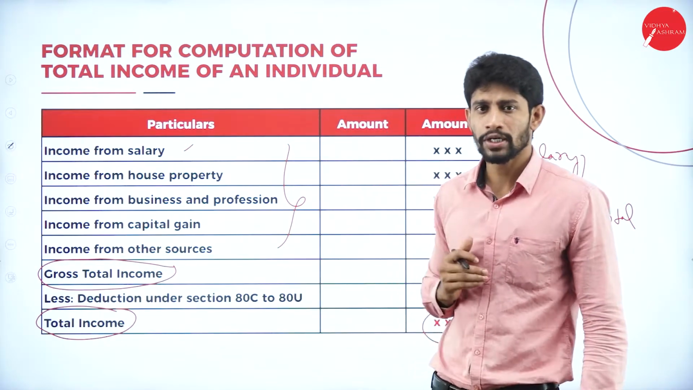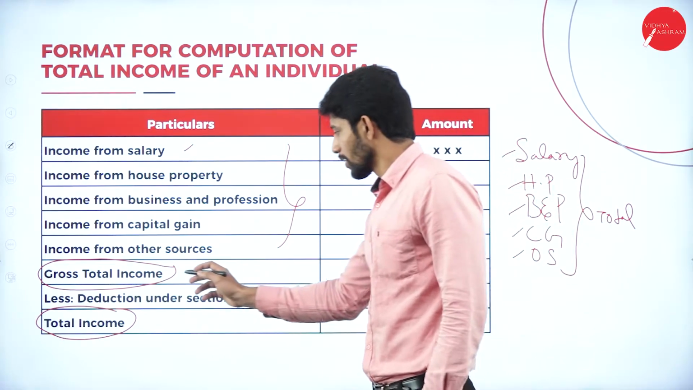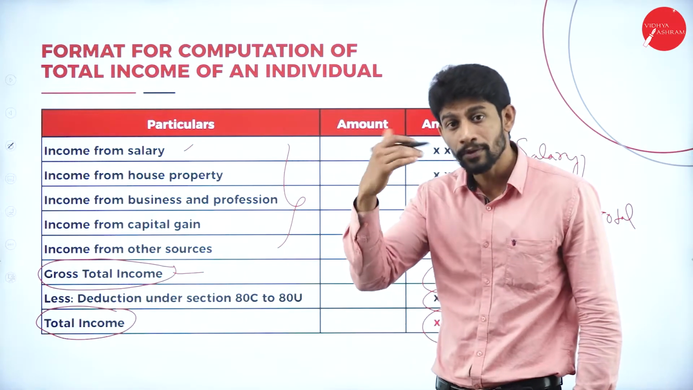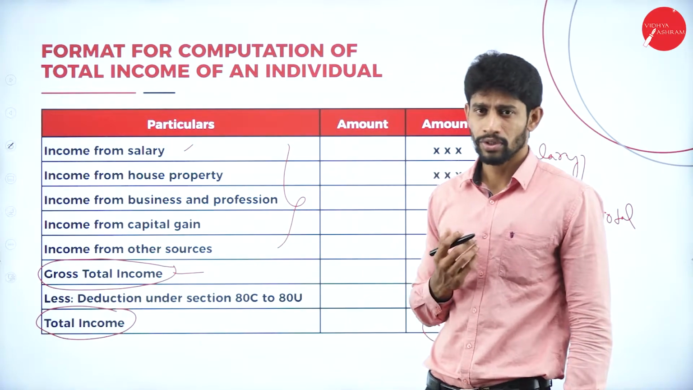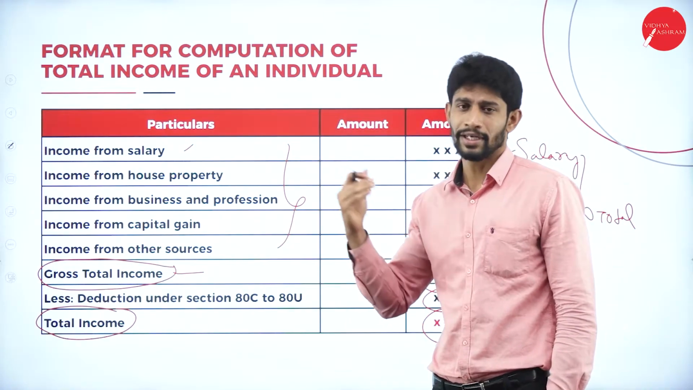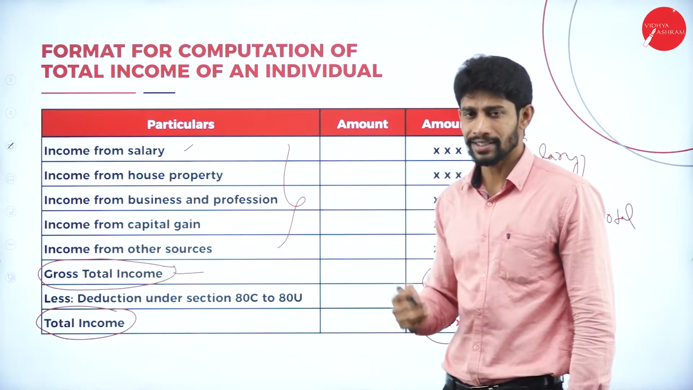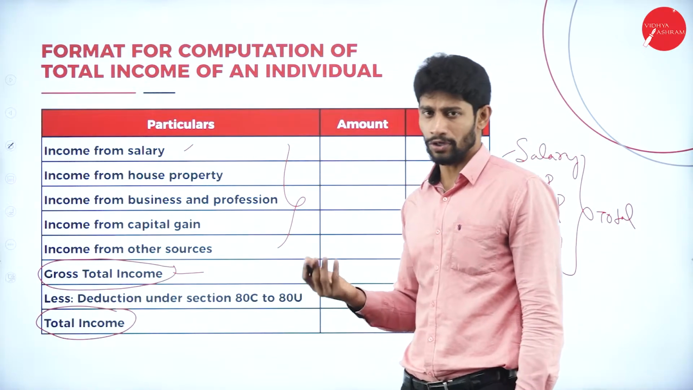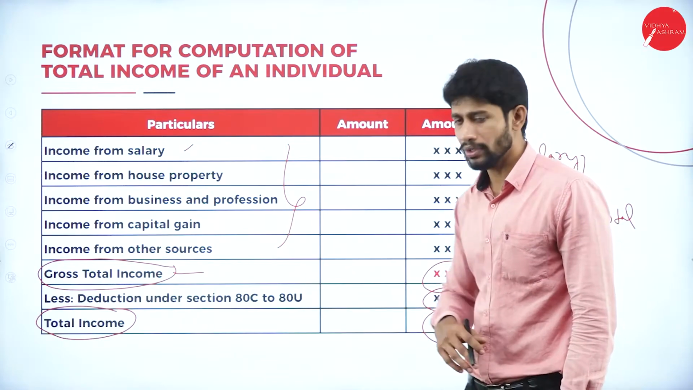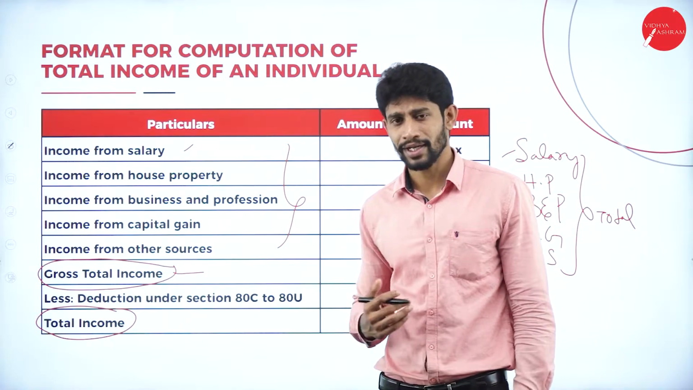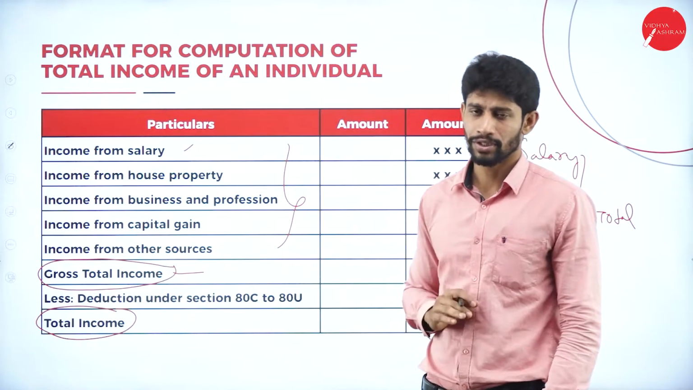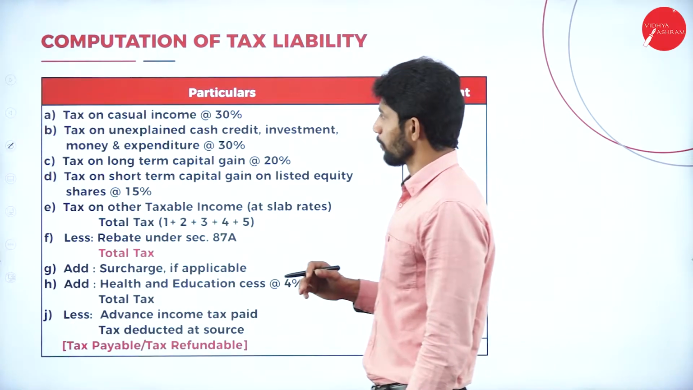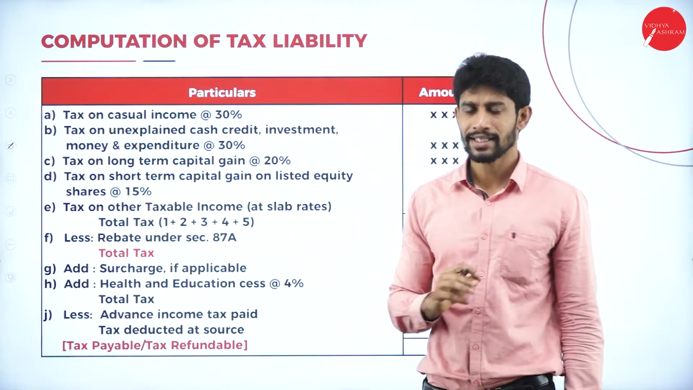Whatever total you get is called gross total income. From gross total income, less deduction under section 80C to 80U. If there are any deductions, that is, if there is any contribution made by the assessee, then we will be deducting those contributions under section 80C to 80U. Then whatever balance you get, that balance is called total income of an individual. Very simple. Next, moving on, computation of tax liability.